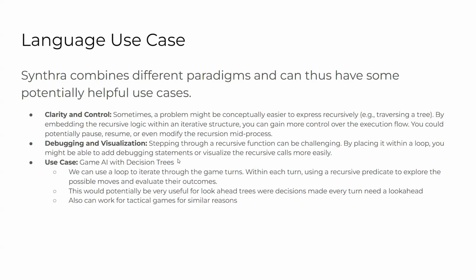The use case for this can be something like a game AI that has multiple decision trees made at each step. So if we are iterating over all of the game turns and then recursively exploring the predicates to look ahead basically in the game possibilities, then we can use something like this. It'll be useful for look ahead that is implemented in many games nowadays. And similarly, for the same reason, it can work for tactical games as well.